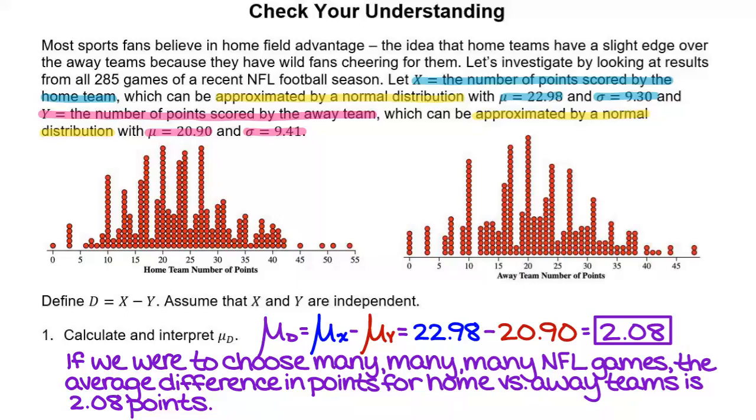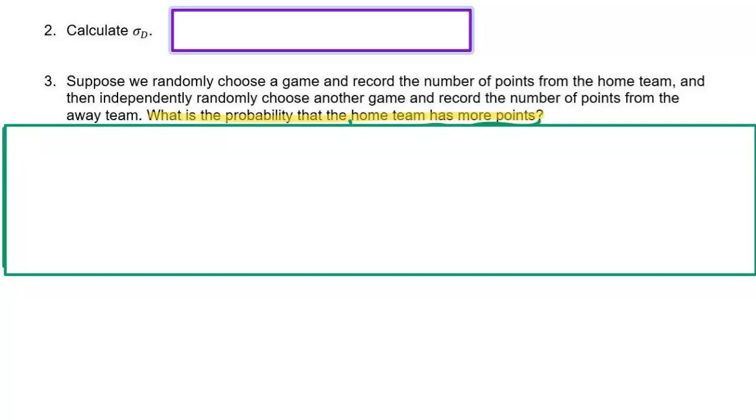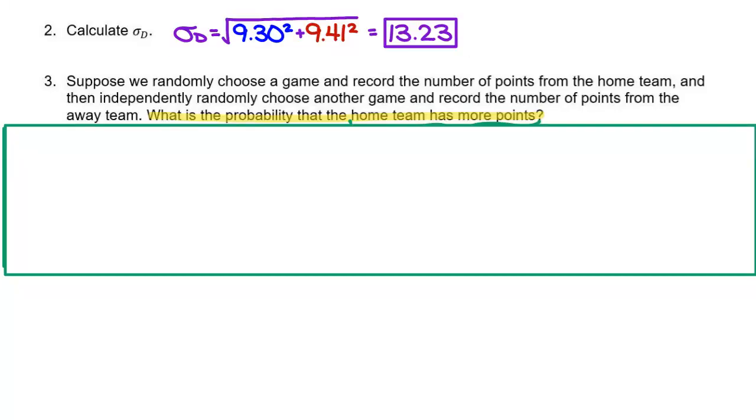What's the new standard deviation? 13.23. Absolutely. You take the standard deviation for X and square it. You take the standard deviation for Y and square it. You add them together, and then you square root that sum. That's how we got the 13.23.